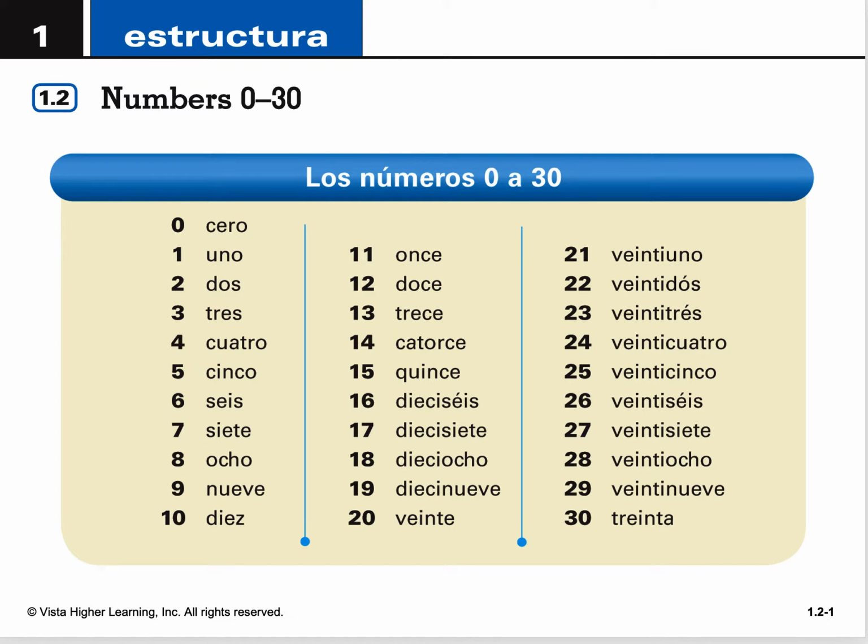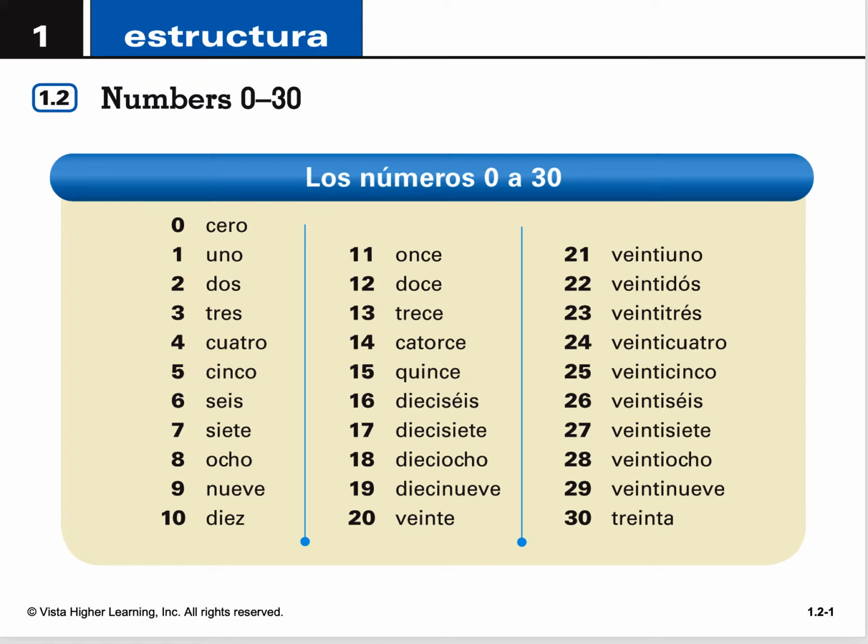Let's take a look at the second grammar lecture within the first lección. This is going to be kind of a short one. We are going to look at numbers 0 to 30. What you're going to notice is that from 1 to 10, things don't really quite form a pattern.